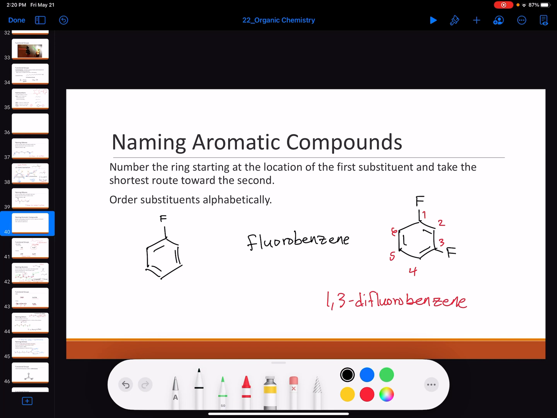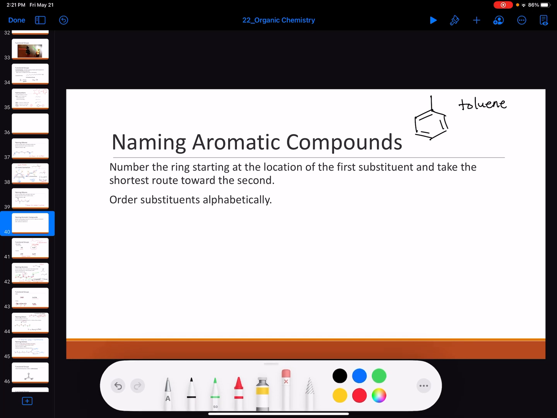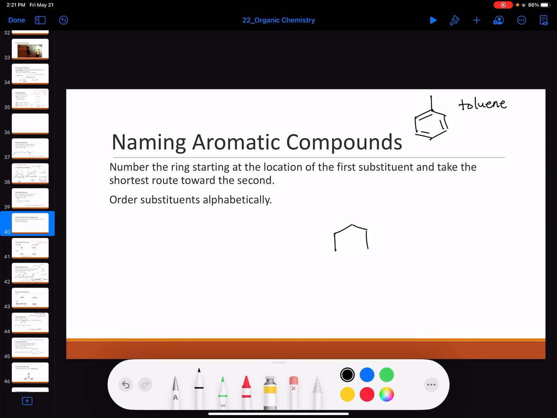Now, unfortunately, there are some common names that are also acceptable as IUPAC names. One of them is if you happen to have a methyl group attached, like that, this is known as toluene. If I happen to have a benzene ring with an OH attached, that happens to be known as phenol. Just by definition, that's called phenol. It has its own name. Unfortunately, those you just have to memorize.